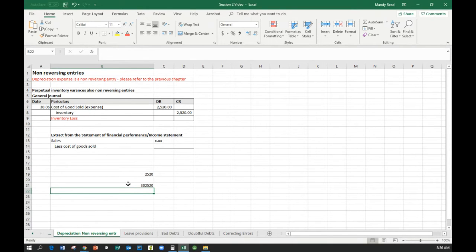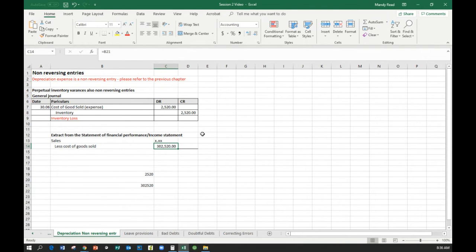So your extract on your statement of financial performance, or your income statement, will be sales, whatever your sales amount is, less your cost of goods sold, which is now no longer $300,000 but $302,520. The reason is we did an actual physical stock count, and our physical stock count was less than our perpetual inventory records.